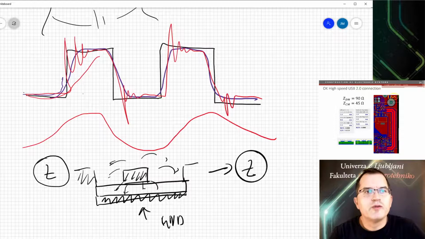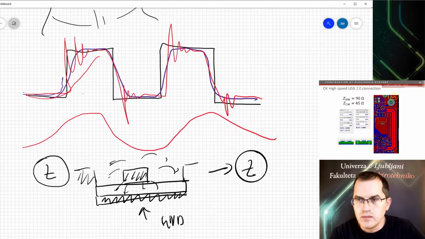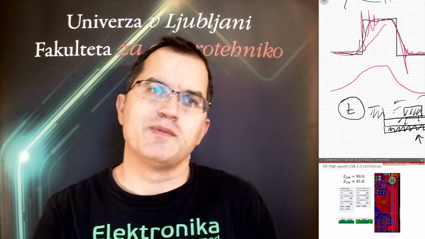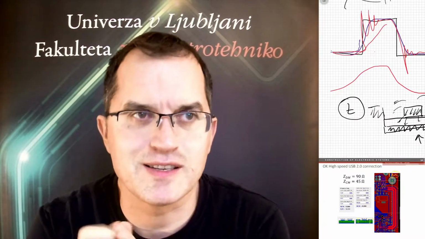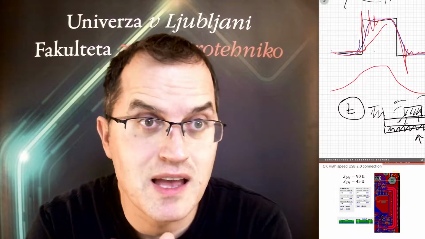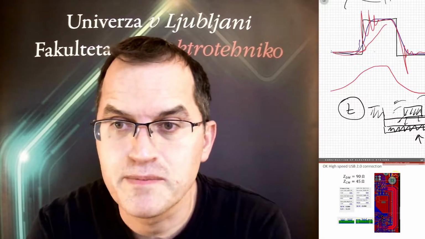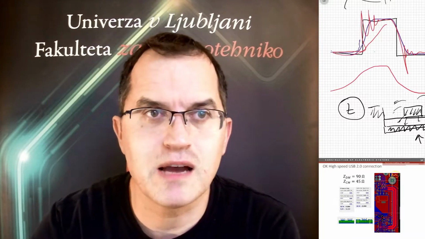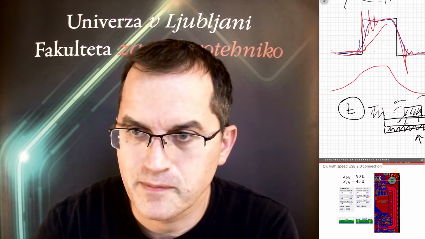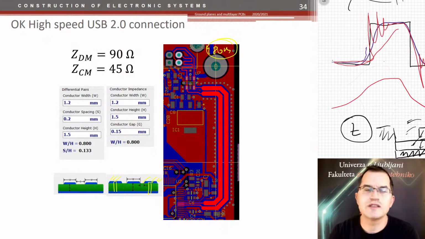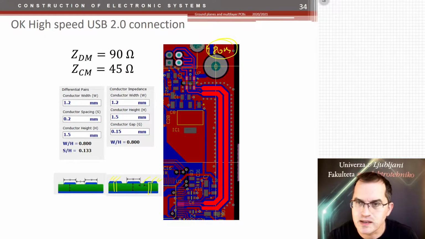Now we will move to multilayer PCBs, because I think that we did enough of these double-sided PCBs. So we will now go to multilayer. And first I would like to show you an example. So why would someone go to multilayer PCBs?